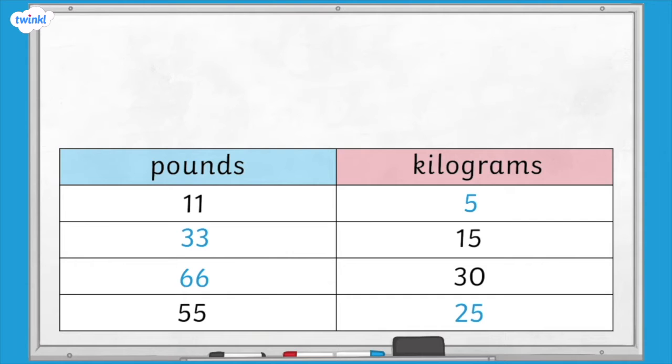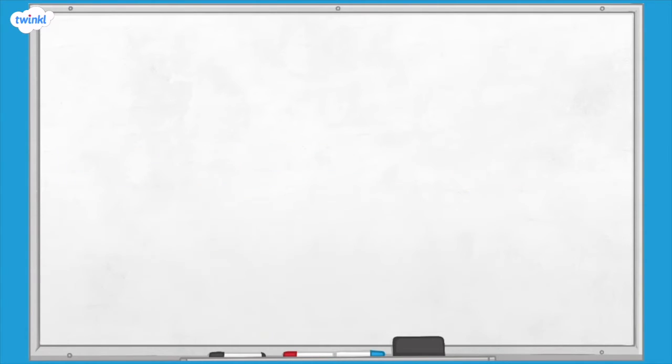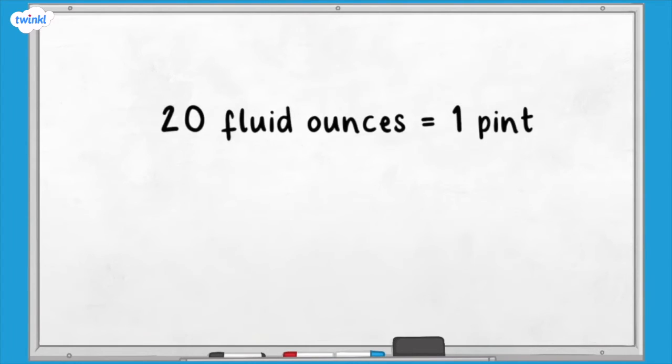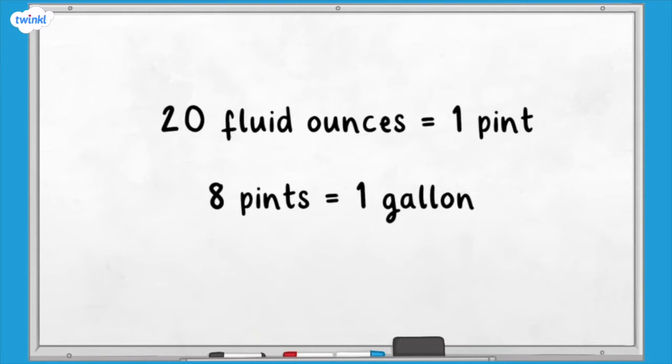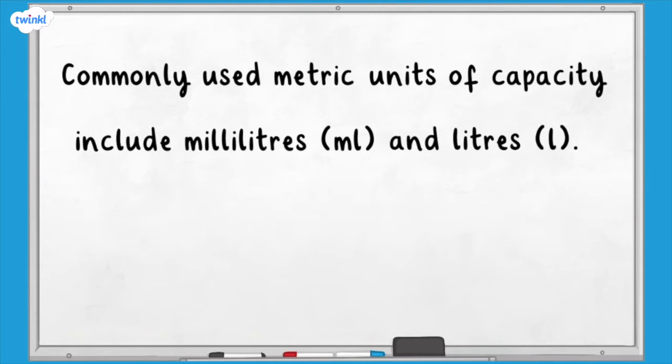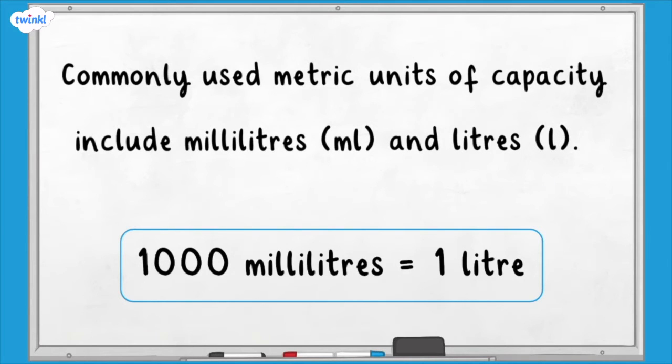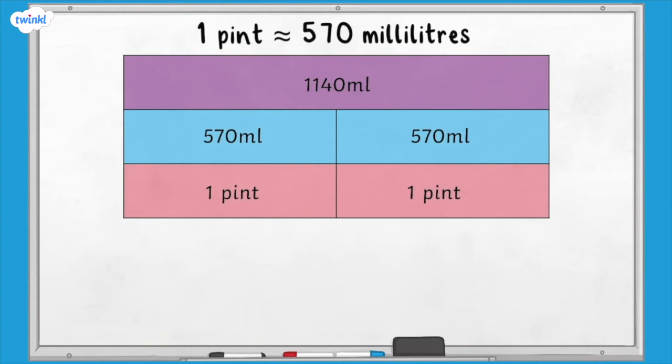Finally, let's look how to convert between some commonly used imperial and metric units of capacity. Commonly used imperial units of capacity include fluid ounces, pints and gallons. There are 20 fluid ounces in 1 pint. There are 8 pints in 1 gallon. Commonly used metric units of capacity include millilitres and litres. There are 1,000 millilitres in 1 litre. 1 pint is approximately equal to 570 millilitres.